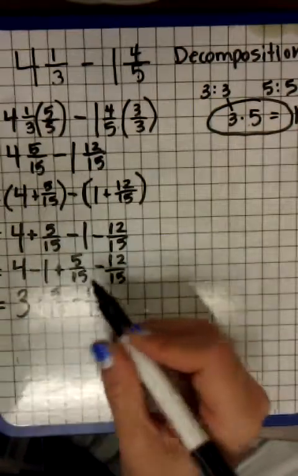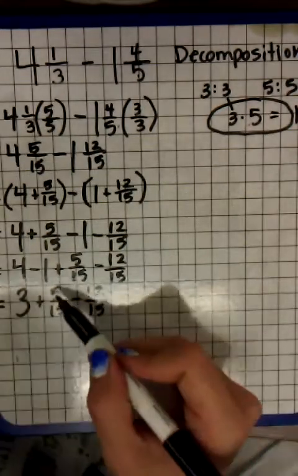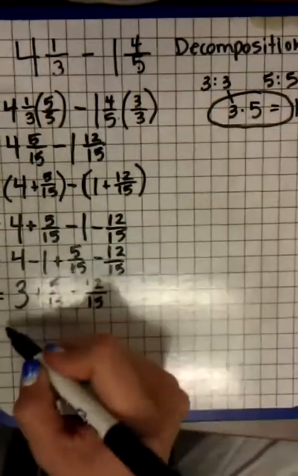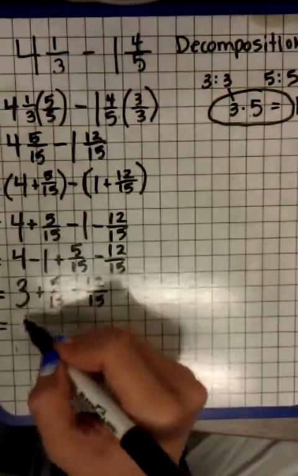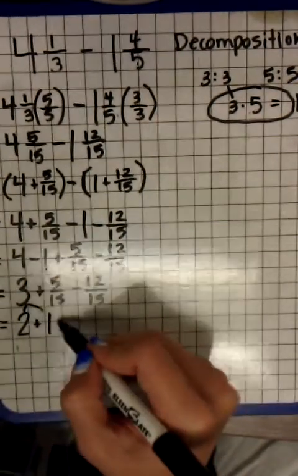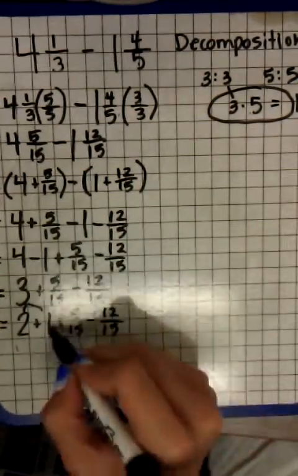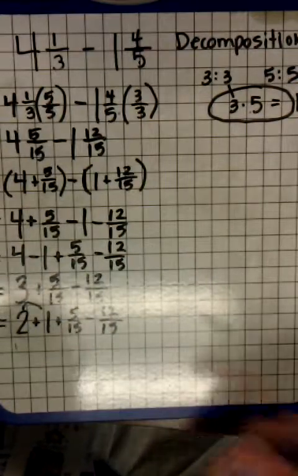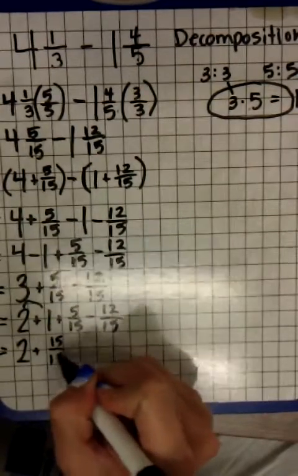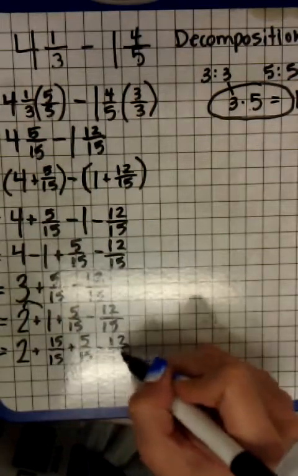I can't simplify that because I know that I cannot take away 12 from 5. So I need to, essentially this fraction needs to be big enough for me to subtract 12 from it. So the way I'm going to do that is I'm going to break apart or decompose my 3 into 2 plus 1 plus 5/15 minus 12/15. Now I'm going to convert my 1 into an equivalent form of 1 that has a denominator of 15. So I have 2 plus 15/15 plus 5/15 minus 12/15.